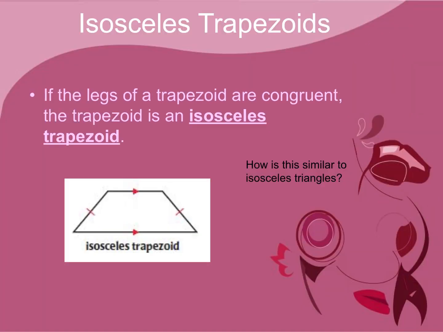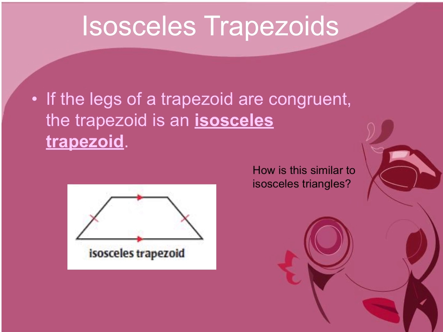An isosceles trapezoid. Here we go, Dylan. If the legs of a trapezoid are congruent, so those 2 sides that are not parallel, if those end up being congruent, the trapezoid is what we call an isosceles trapezoid. And it looks like the figure down below. Understand there's only 1 pair of parallel sides, and those are the bases. Those other 2 legs should not be parallel to one another. How is this similar to an isosceles triangle?